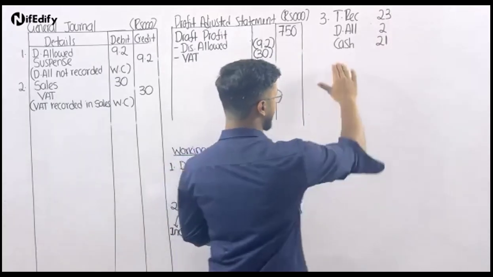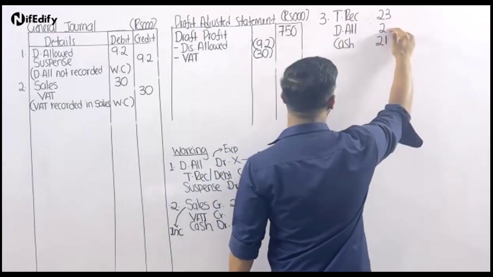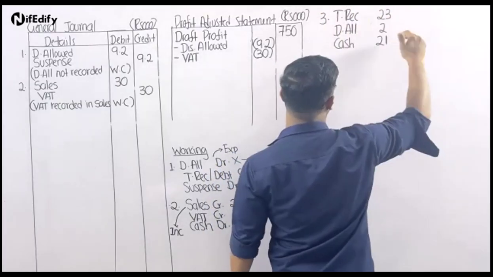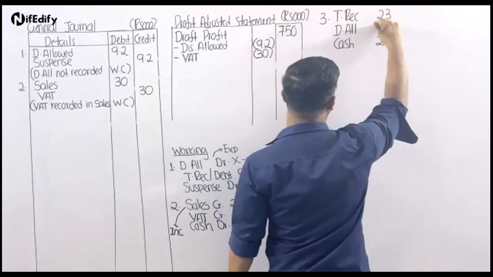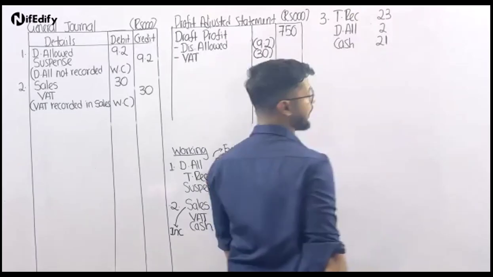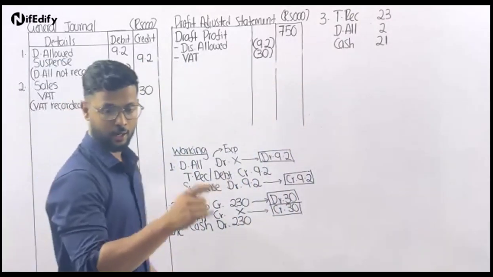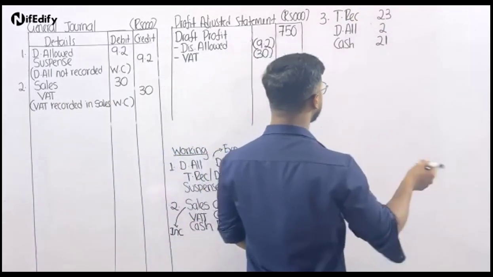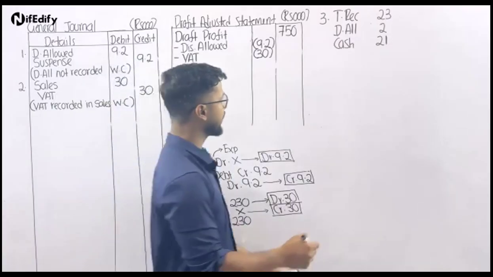Why? If the cash amount received is 21 and discount allowed is 2, the total amount receivable should be 23. Out of 23, 2 was allowed as discount and we received the remaining. Am I making sense to you? Now, what's the double entry for cash received from the debtor?